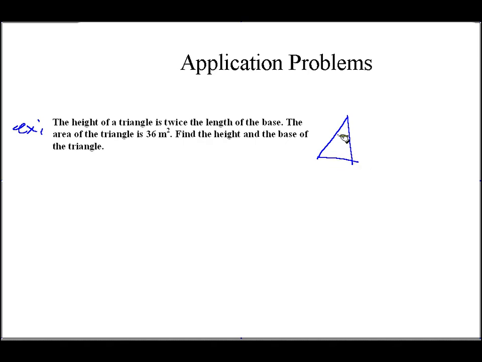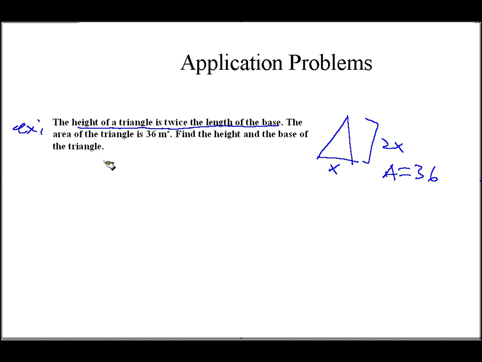It says the height of the triangle is twice the length of the base. I don't know what the base is, so let's make that x. But the height I know is going to be twice that, so 2x. Can you see that? And the area of this triangle is 36 square meters, or just 36.